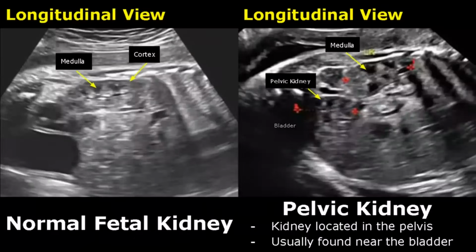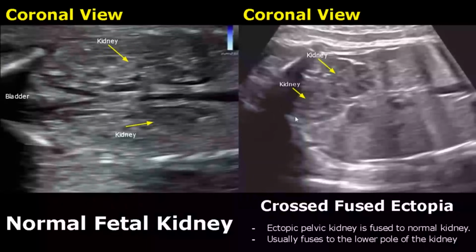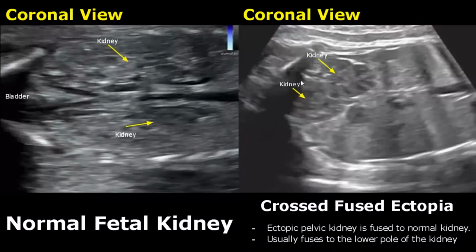In a pelvic kidney, the kidney will be found in the pelvic region, usually around the bladder. Here you can see the kidney above the bladder, and it may also be fused with the lower pole of the normal kidney. The pelvic kidney may fuse with the lower pole of the normal kidney, and this condition is called crossed fused ectopia. Here you can see the fusion of two kidneys.